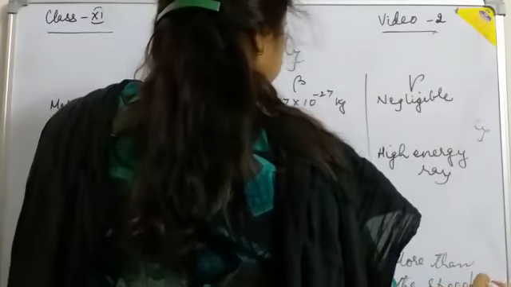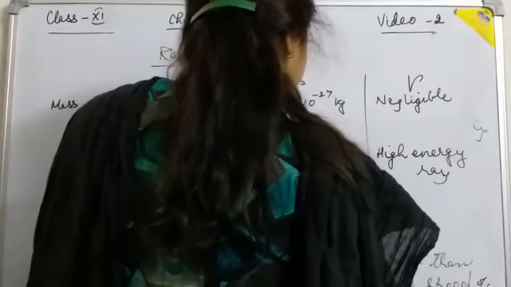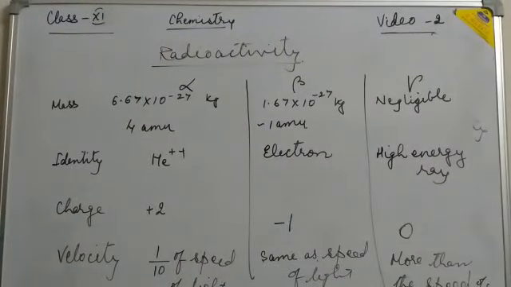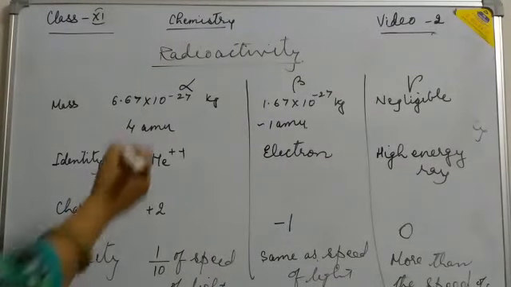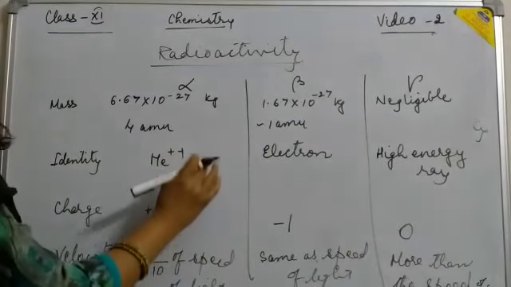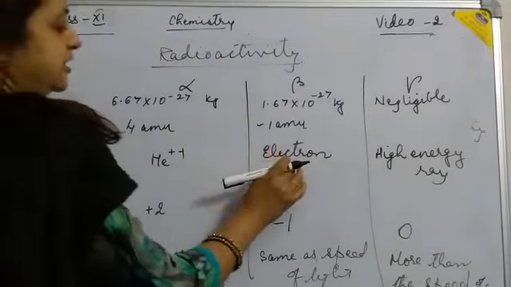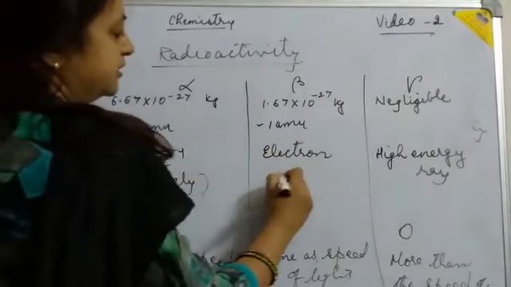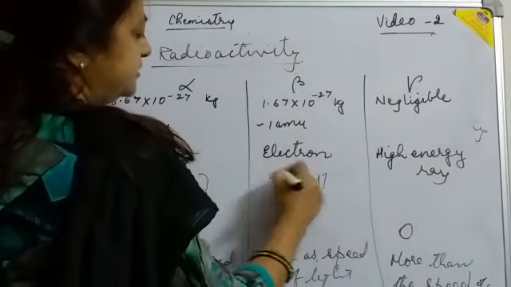Speed of light, or we can say that it is 3 into 10 to the power of 8 meter per second. This is negatively charged ray. This is positively charged ray. This is negatively charged ray. This is positively charged ray. This is negatively charged ray. And this is neutral.